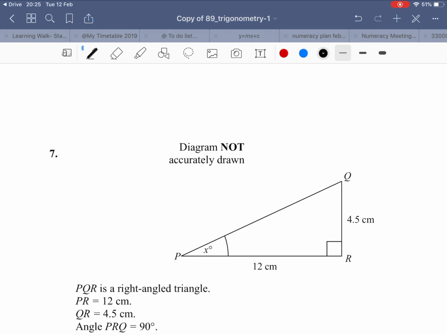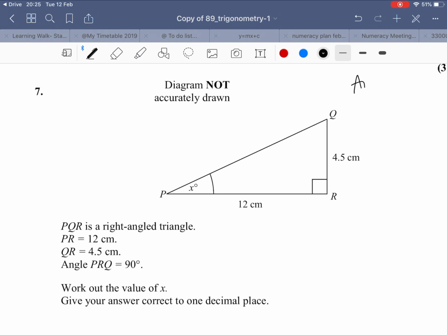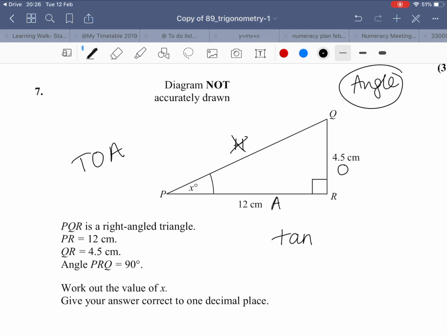Okay, last question, question 7. In question 7, for the last time, I'm going to show you finding the angle. Press pause and see if you can do it. Okay, here we go. Opposite, adjacent, hypotenuse, no good. Tan, because I recognise a TOA question. Opposite on the top, adjacent underneath.